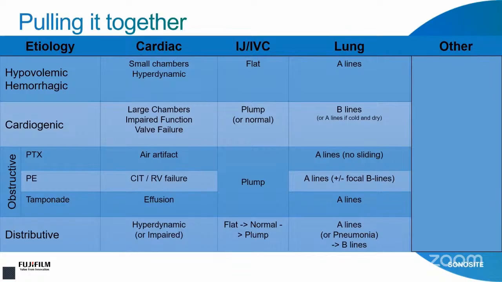Or we can see the specific patterns of obstructive shock: either the absence of lung sliding in pneumothorax, the A-line pattern of pulmonary embolism, unless you happen to catch the area of infarcted lung, or the A-line pattern of tamponade, where you have clear lungs and elevated neck veins. In a distributive shock patient, again, you might see A-line patterns or a pneumonia pattern, but gradually as they get fluid, you may see a B-line pattern start to appear as you get capillary leak into the lungs.